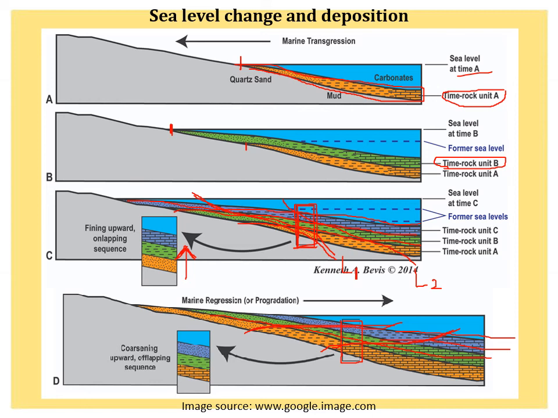Similarly, in case of regression, it starts with a deeper water depositional condition, then goes into the shallower water condition with time. So it starts with limestone, then shale, then sandstone. That means grain size is gradually increasing up through the sequence. So in case of regression, grain size is increasing up through the sequence. In case of transgression, grain size is decreasing up through the sequence. So in a vertical scale, by observing this grain size variation, we can predict whether transgression or regression is occurring with time.